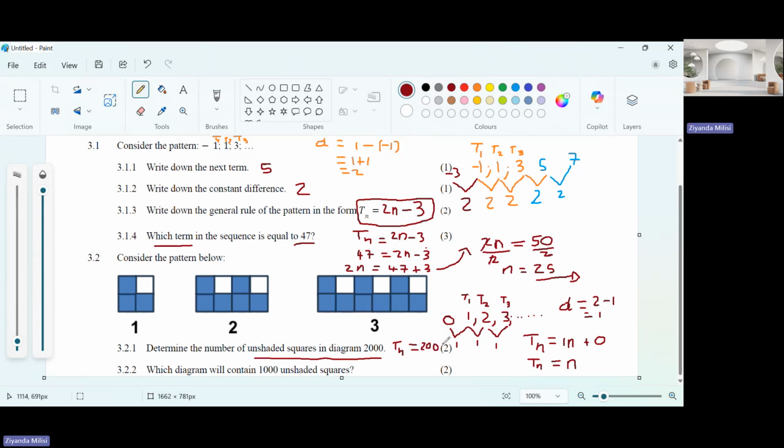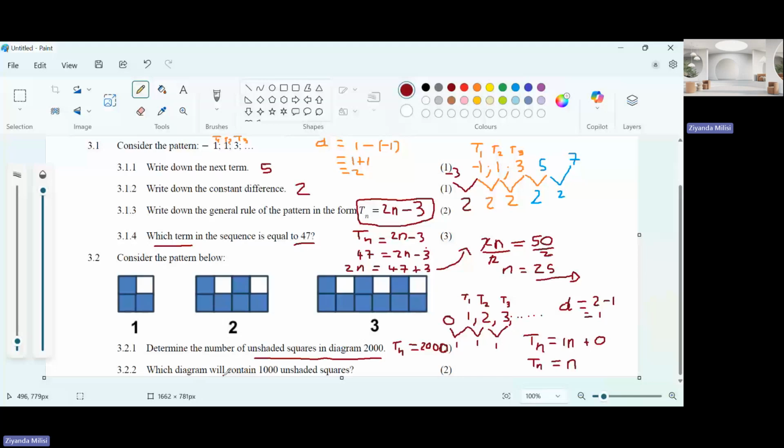I wanted us to work it out, because you can see from the diagrams. In diagram 1, it's 1, the second is 2, the third is 3, which means even the fourth one is going to be 4, then fifth. Because Tn is just exactly equal to n. So it's 2000.